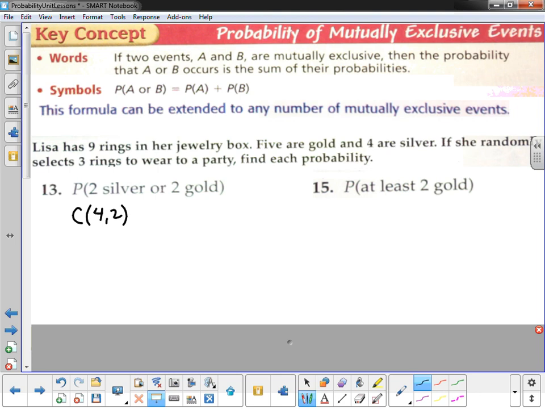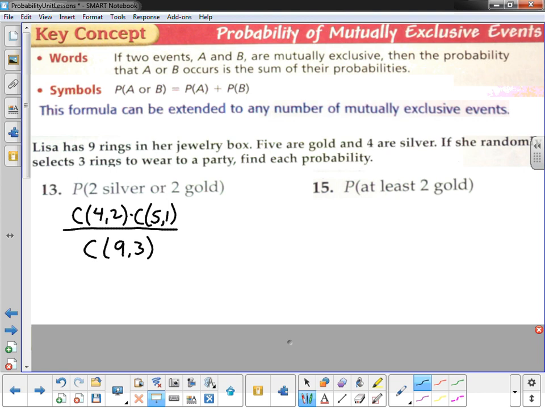Well, what's the other ring? Well, the other ring is a gold. And let's see, we have 9 total rings and she's taken 3 of them. So there's our probability for getting just the 2 silver.